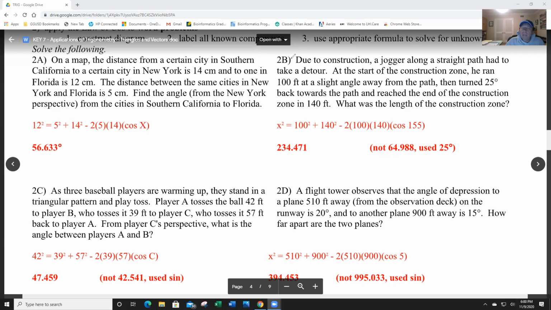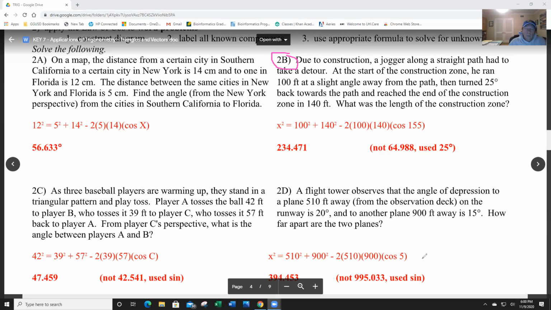All right, B. I think B is tough. Due to construction, a jogger along a straight path had to take a detour. At the start of the construction zone, he ran 100 feet at a slight angle away from the path, then turned 25 degrees back toward the path, and reached the end of the construction zone at 140 feet. What was the length of the construction zone?